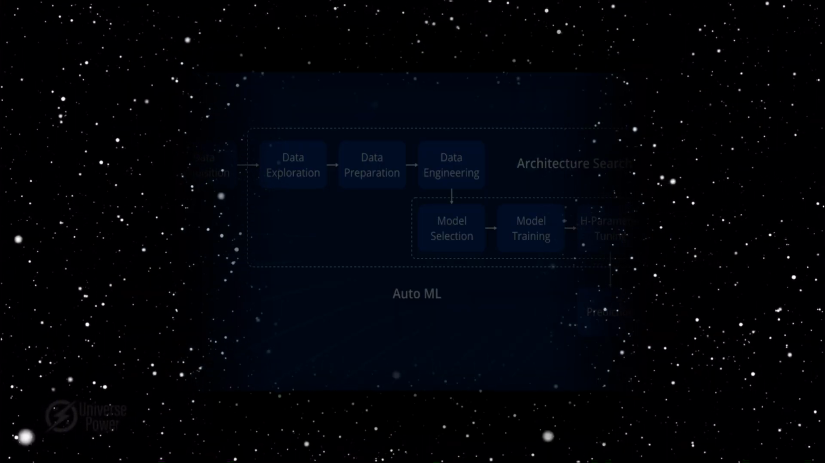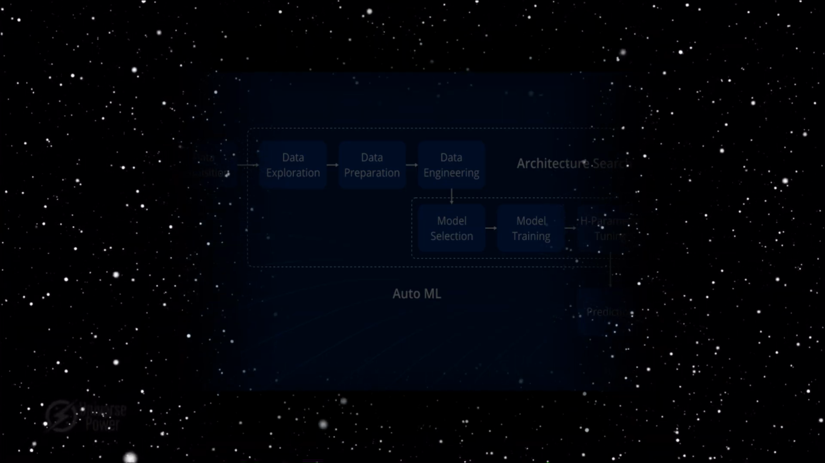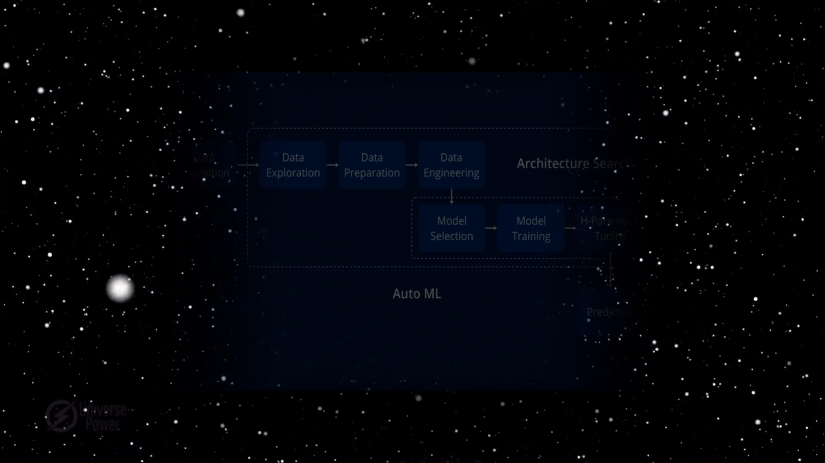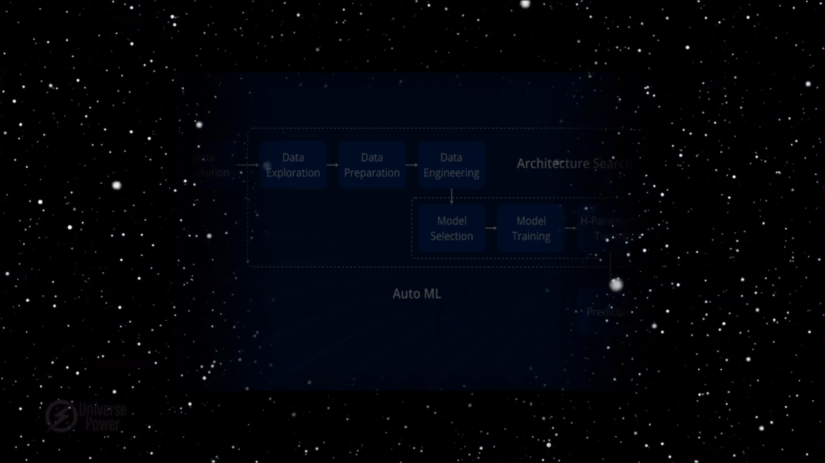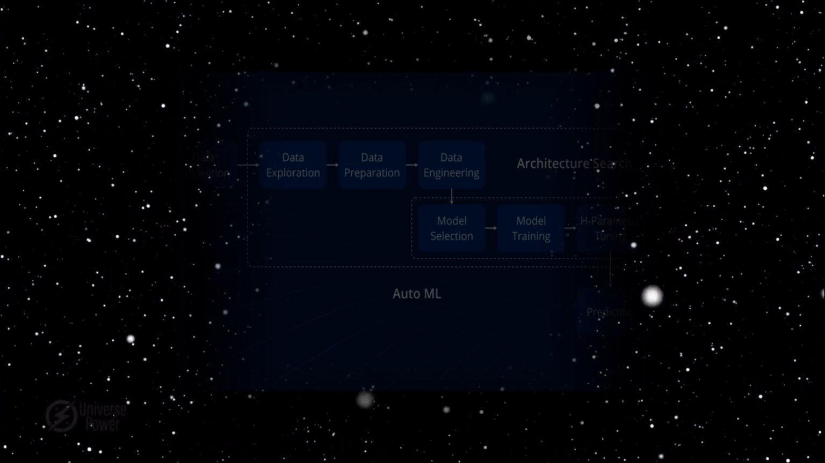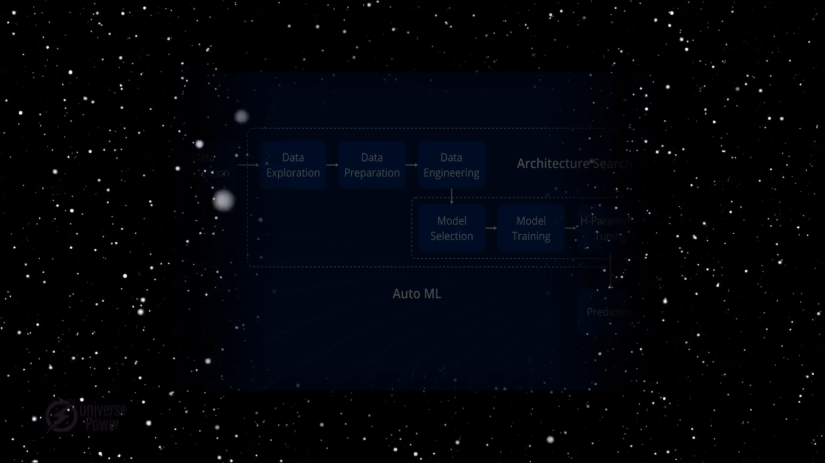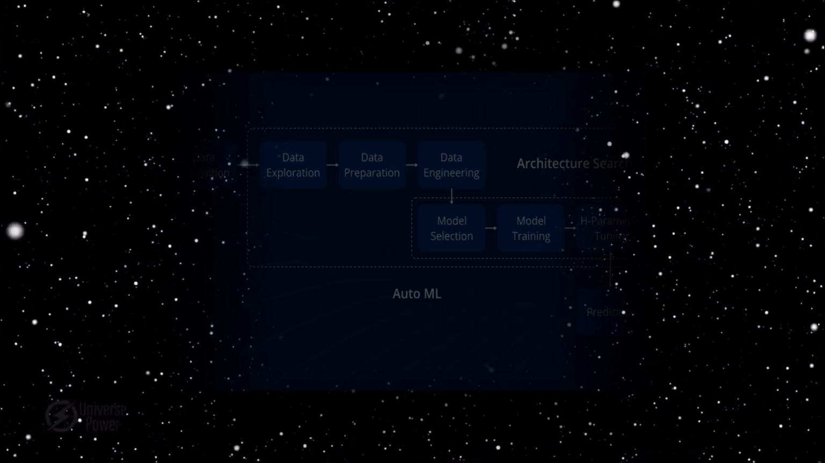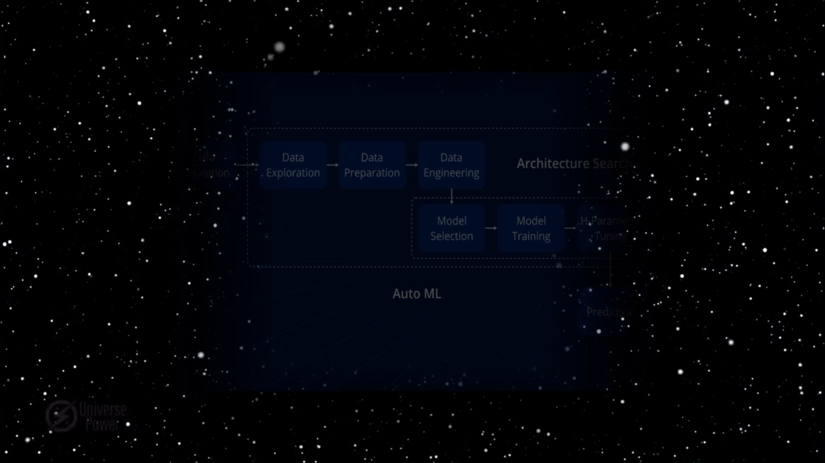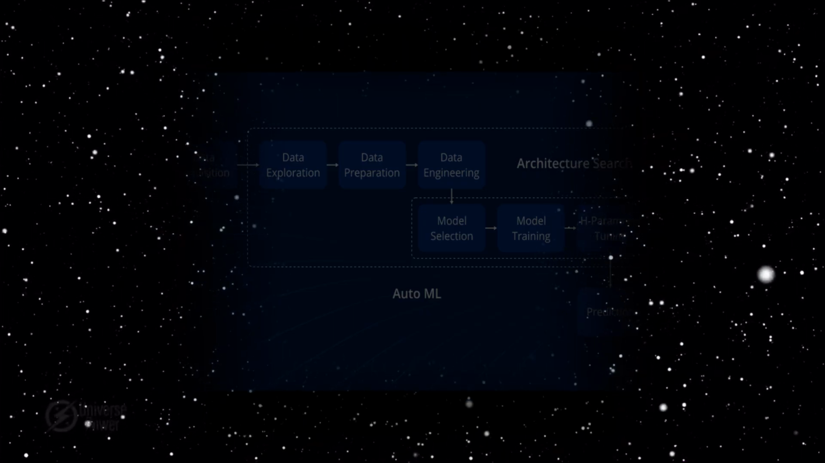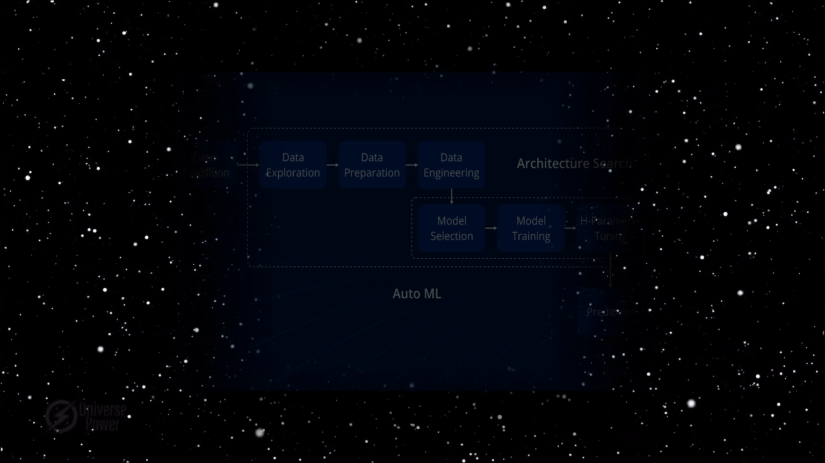Level 77. Neural architecture search and AutoML. As AI models grew in size and complexity, designing their architectures became a specialized art. Neural architecture search and automated machine learning, or AutoML, shifted some of that work to the machines themselves. Instead of engineers handcrafting every detail, algorithms could explore and optimize architectures automatically.